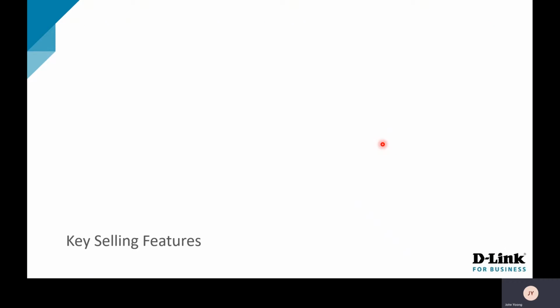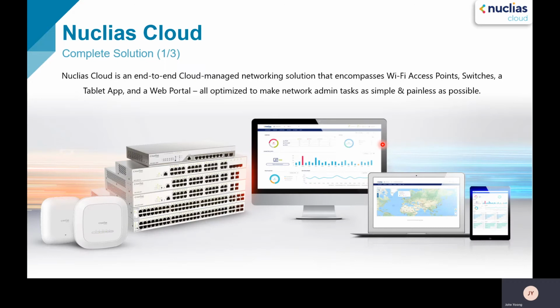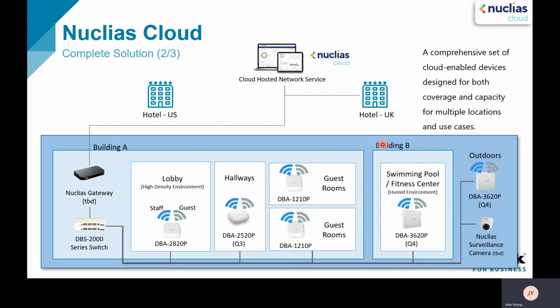Next we have the key selling features for the Nuclias Cloud. So for Nuclias Cloud, we'll be able to manage all your AP and switch from anywhere in the world. Just log into our web portal, or you can use it through the tablet app, our Nuclias Cloud apps. So if you want to manage, for example, multiple hotels under multiple countries, for example the US, UK, you can through the web portal manage all the individual devices under this project site.